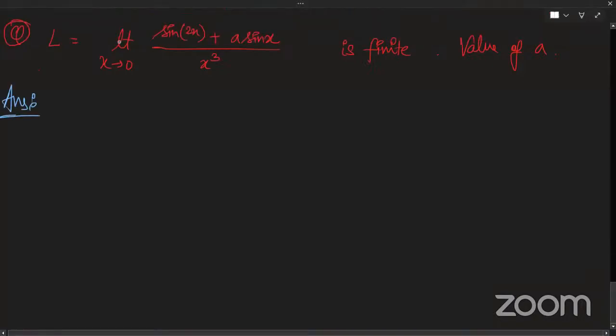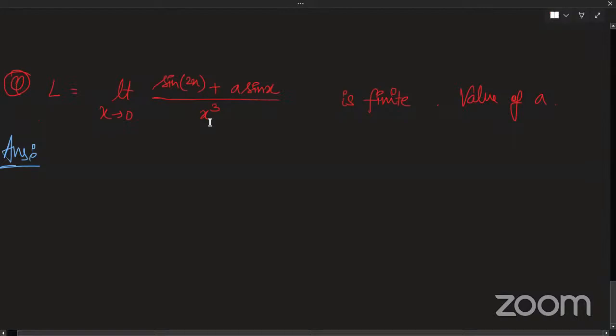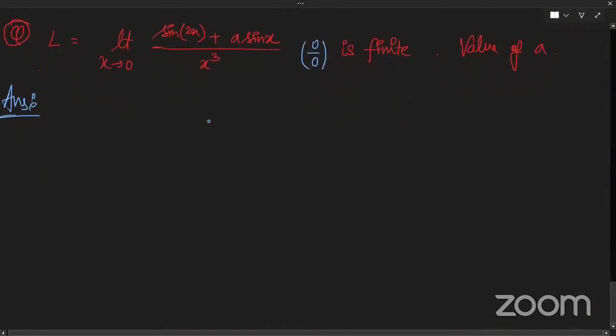So first of all, which form is this? You substitute x as 0. What is sine of 0? Sine of 0 is 0. Great. This is 0 by 0 form. Absolutely correct. So if it is 0 by 0 form, can I go for L'Hopital's rule? Yes, sir. I can go for L'Hopital's rule.